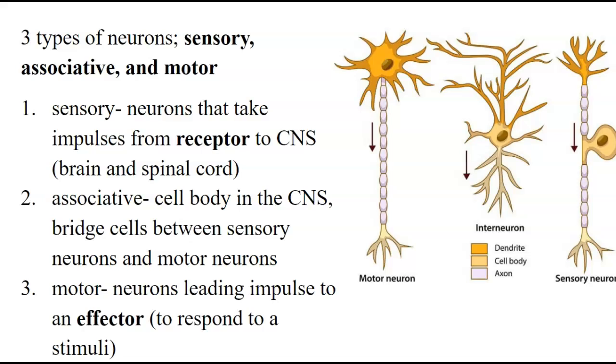So again, sensory, associative, and motor. Associative neurons are also called interneurons. So when you see associative, note that interneuron is referring to associative. And I'm using abbreviations here. I haven't introduced this slide yet, but CNS stands for central nervous system.